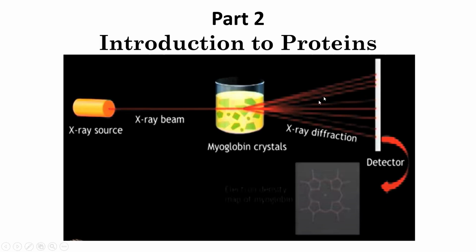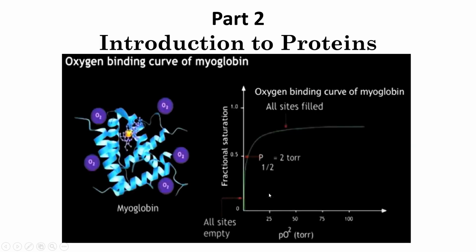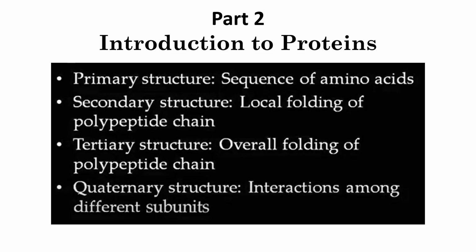And then there is diffraction, whatever diffraction is happening on the basis of the crystal present as a sample. So a pattern is made, and that diffraction pattern is analyzed using different software, and that's how a protein structure is determined. So primary is the sequence of amino acids, secondary is the folding, alpha helical or beta sheets only, whereas tertiary is where overall folding comes into the picture, and quaternary is the interaction among different subunits.